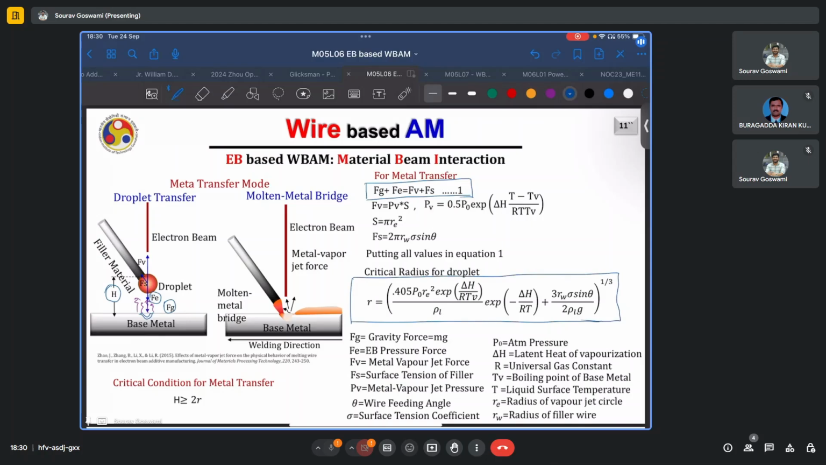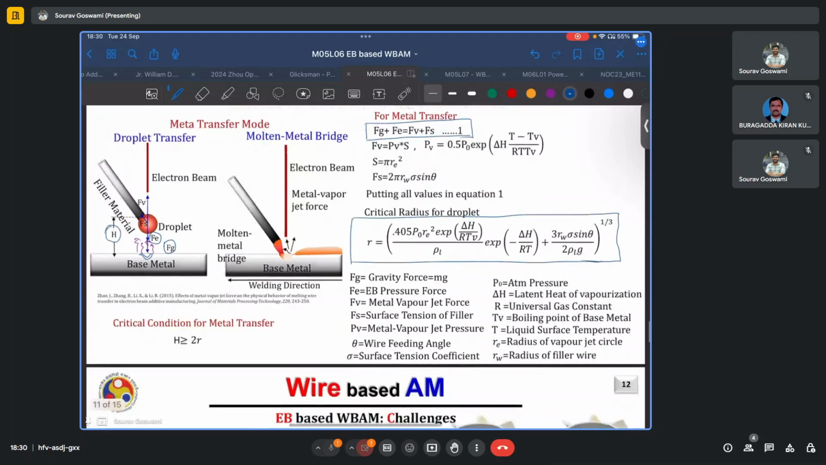This can help us demarcate the exact size to which a droplet can grow before it becomes too heavy and falls down or spatters into the melt pool. The critical condition for metal transfer, which decides the transition from, say, bridge transfer to droplet transfer, is given by this height parameter h being greater than or equal to twice the radius of the droplet.